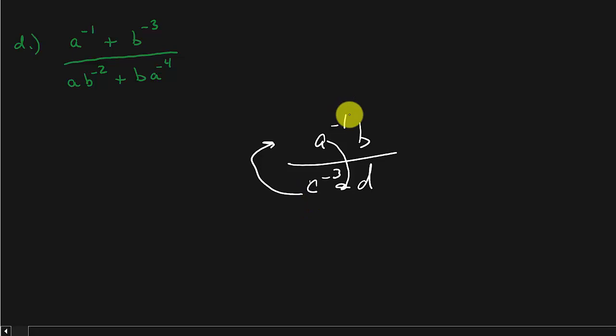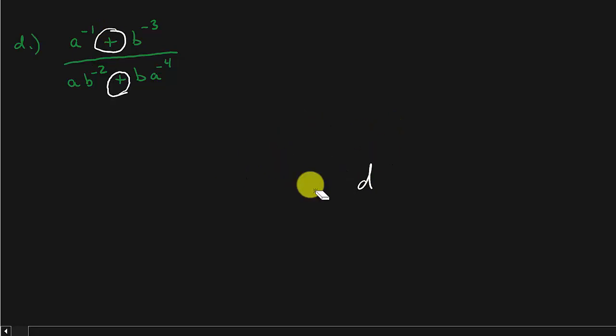And you can do that. So why not just move this a to the negative 1 across the fraction bar, this b to the negative 2 up, this down, and this a to the negative 4? Why not move those across the fraction bar like that? Because of that plus sign. That makes it to where you can't do that. They all have to be multiplied like this in order to do that.